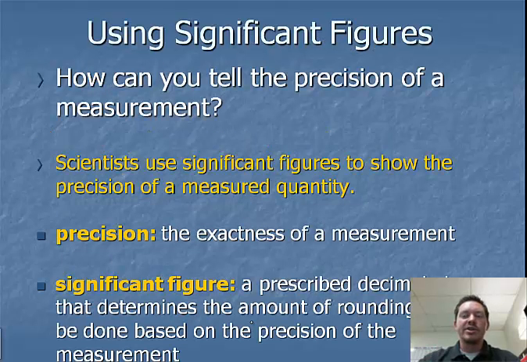Alright, so how can you tell the precision of a measurement? Scientists use significant figures to show the precision of a measured quantity, and precision is the exactness of a measurement. So a significant figure is a prescribed decimal place that determines the amount of rounding off to be done based on the precision of the measurement.